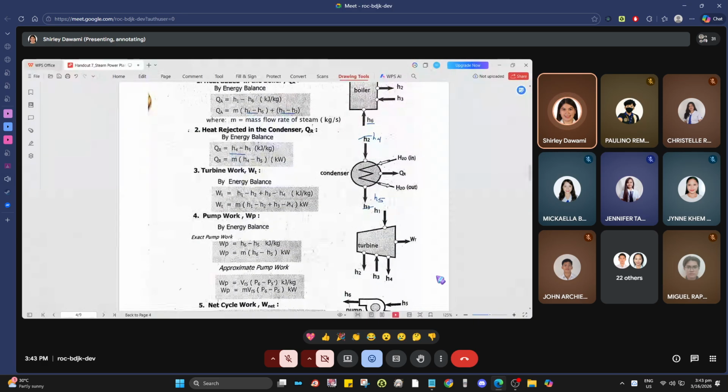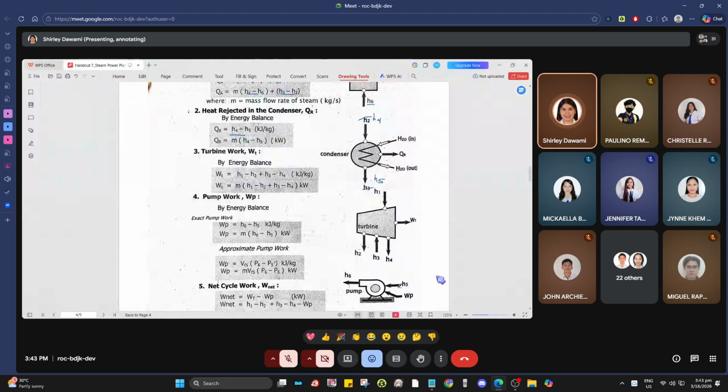For the turbine work, it expands from the boiler for partial expansion. It comes out partially expanded. Then it goes back in because it is reheated, so it expands as H3 minus H4 and comes out as H4. Okay, so that is the turbine work.